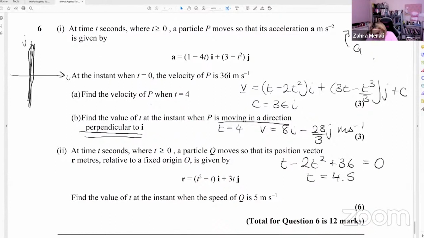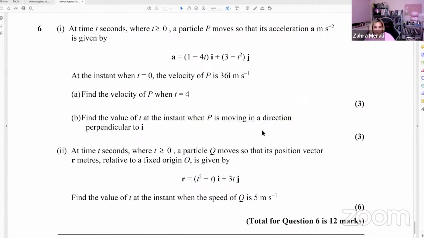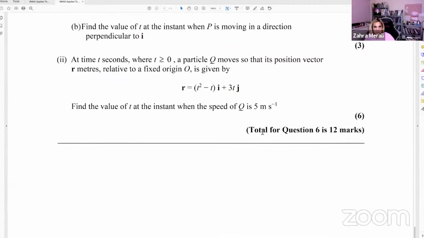Then it says at time t seconds, Q moves, so this position vector is given by, find the value of t at the instant when the speed of Q is 5. So we've got the r, and we're trying to find speed, which is essentially the velocity, so we're going to differentiate it. And this is a totally different particle, we don't need the P, so let's scroll up and do that bit.